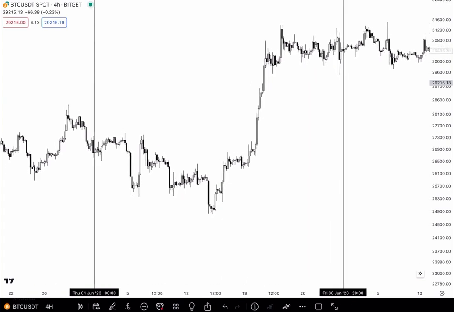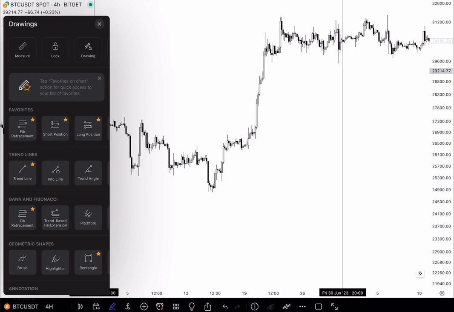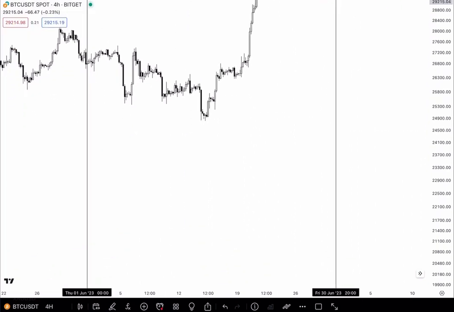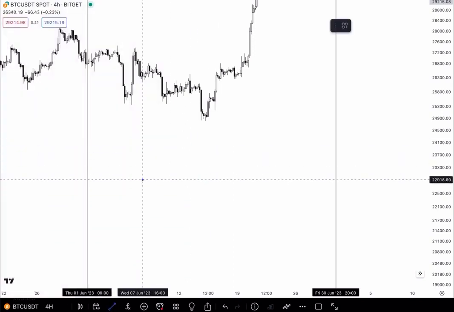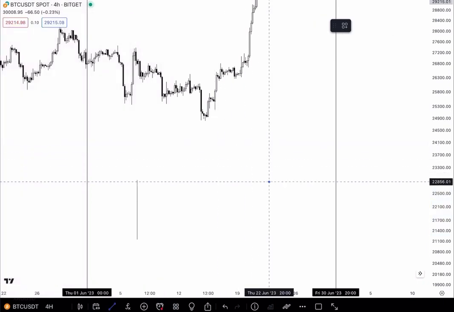Now, again, we've agreed that the basic premise is the open, high, low, and close. The opening time is fixed. The closing time is fixed.